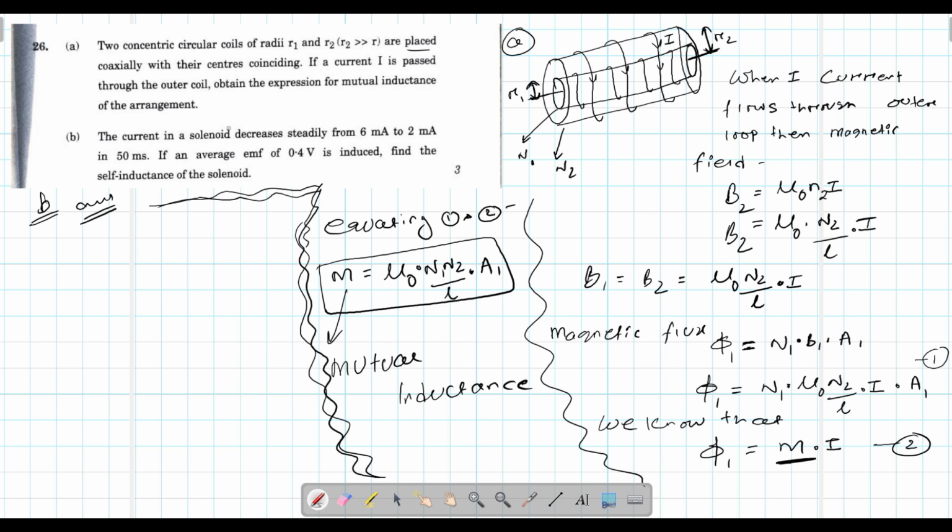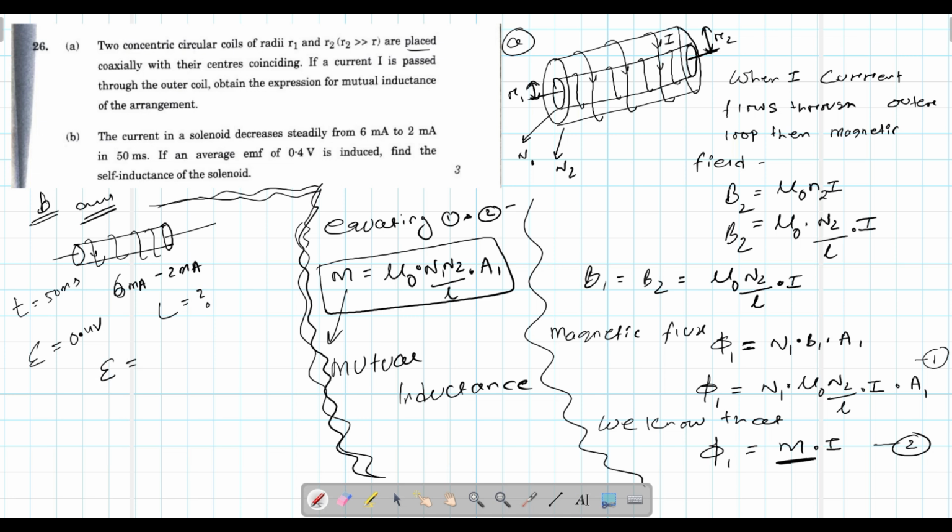The current in the solenoid decreases steadily from 6 milliampere to 2 milliampere in 50 millisecond. The average EMF induced is 0.4 volt. Find the self-inductance.